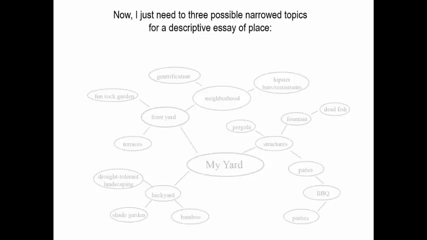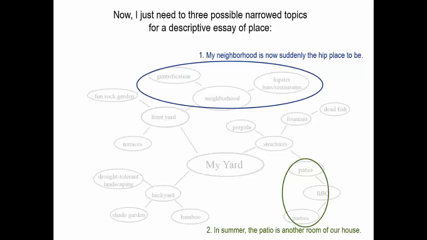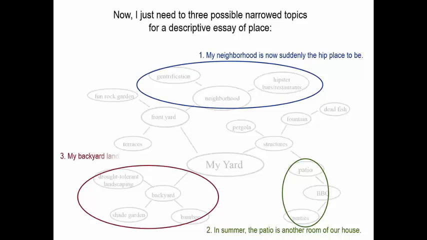The first one could be about my neighborhood. My neighborhood is now suddenly the hip place to be. Another idea could be about my patio. In summer, the patio is another room of our house, which is totally true. And I could describe that pretty well. And then number 3, my backyard landscaping is a good habitat for wildlife.